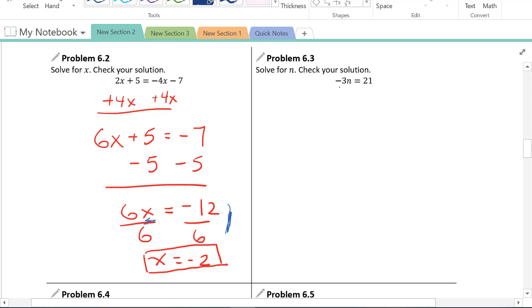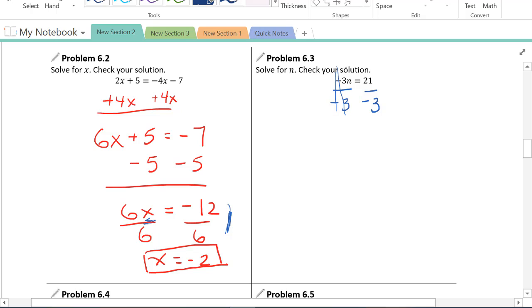So here we have negative 3n. How do I solve that? You're going to divide both sides by negative 3. It's negative 3 times n, so we do the opposite of times. We divide both sides by negative 3. So what happens when we divide both sides by negative 3? The negative 3's cancel out.